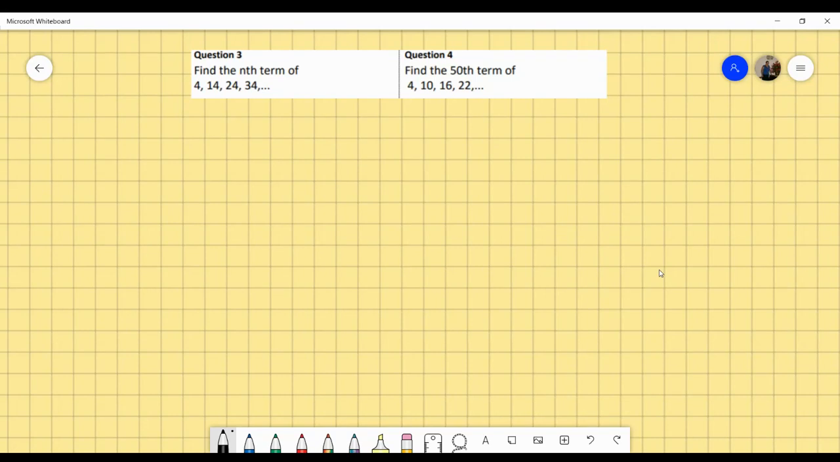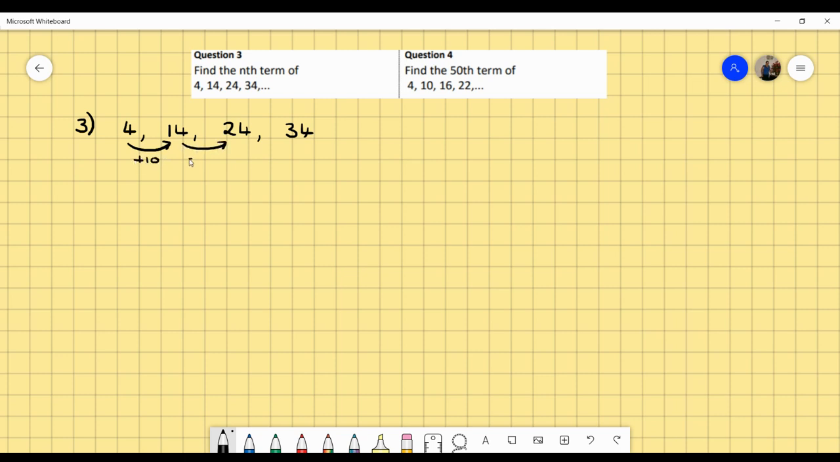So we're going to have a look at finding the nth term and using the nth term. If we have a look at question 3, my starting point with finding the nth term of any set of numbers is to calculate the difference between them. Okay, so to get from 4 to 14, I need to add 10.